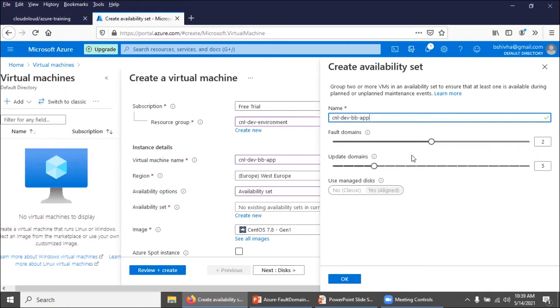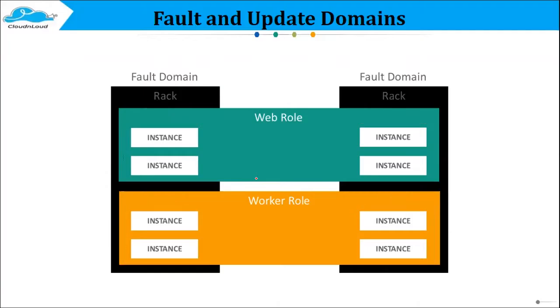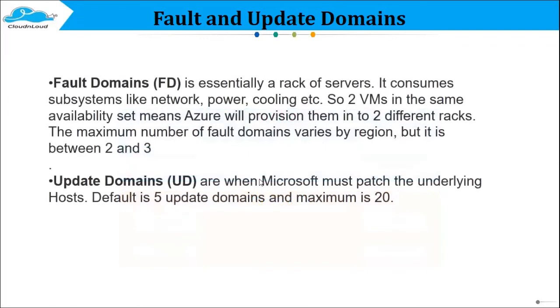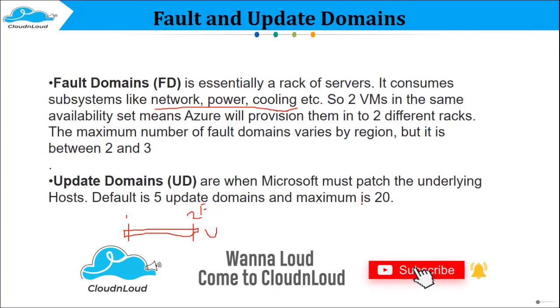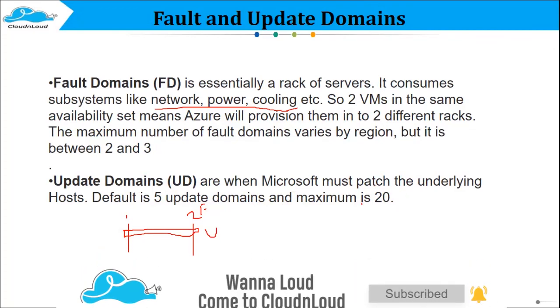In development, if you want to test anything standalone, then forget about this. But in production, it is always advisable to go with availability set. In availability set, you have to properly design fault domain and update domain. This is the exact approach, and also you need to think about the update domain: here it is 5, and the maximum is 20. This is how Microsoft Azure is helping us.